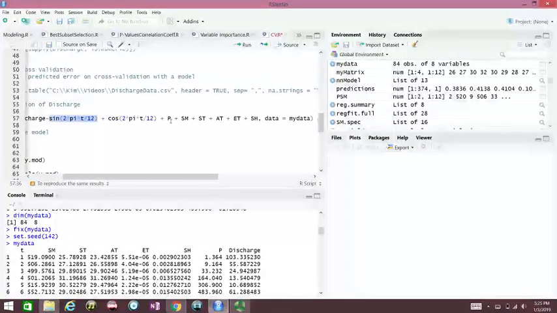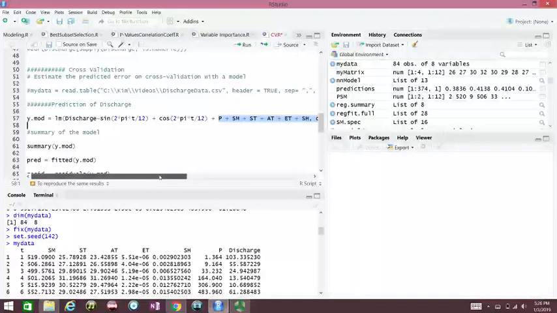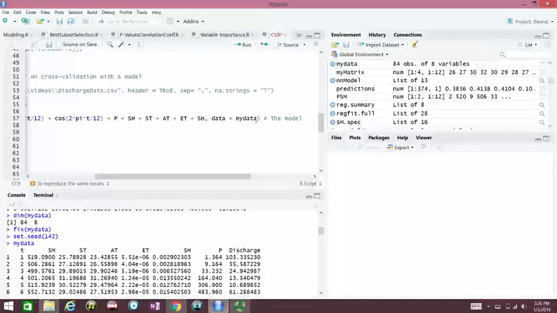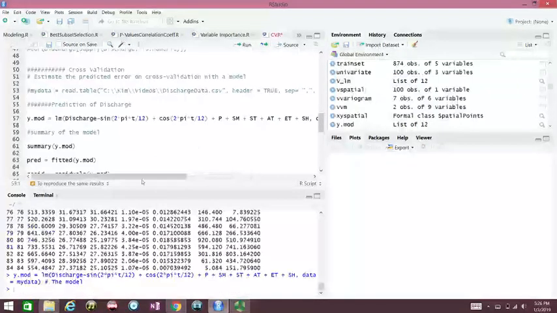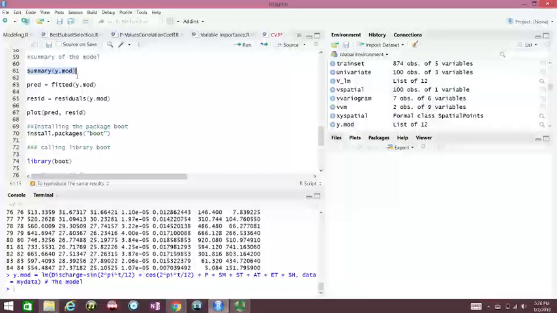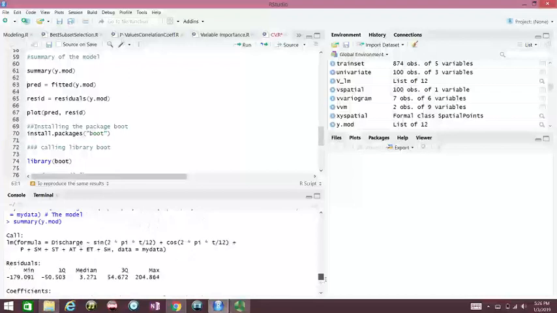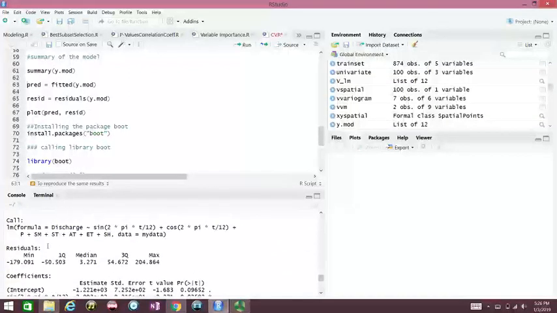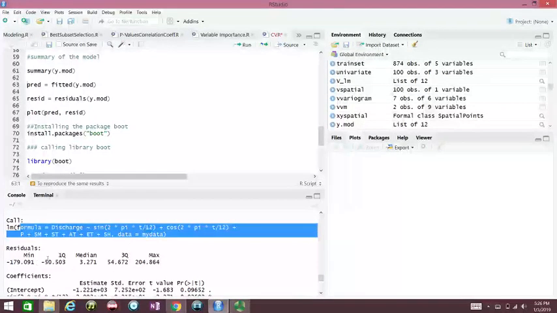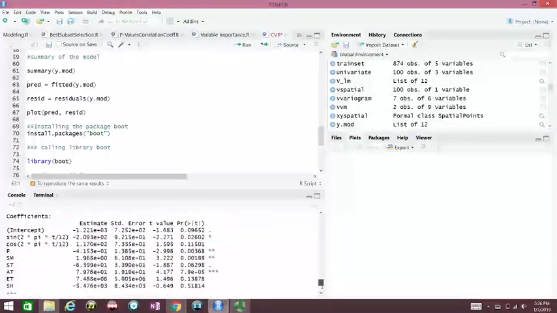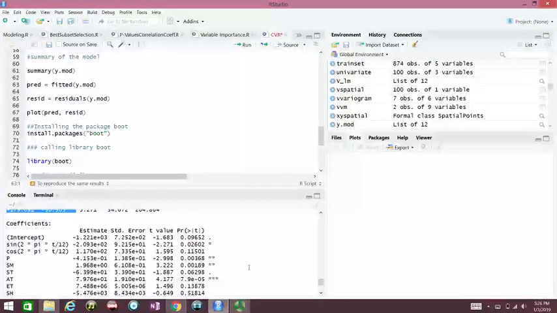In addition to these predictors. So we run the model. This is the syntax of the model. So you run it. And then you write summary to have the summary of the model. So we see here the model formula. The residuals are here. You have the coefficients. These are the statistics.